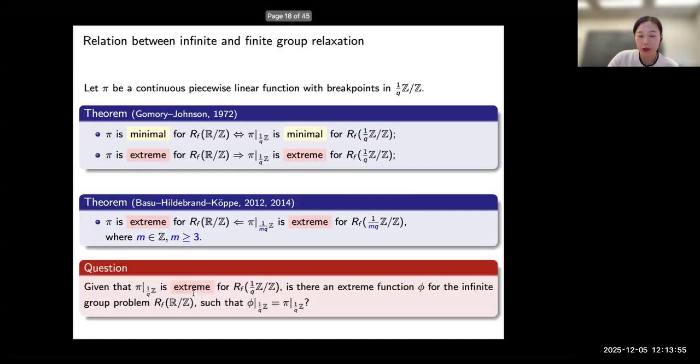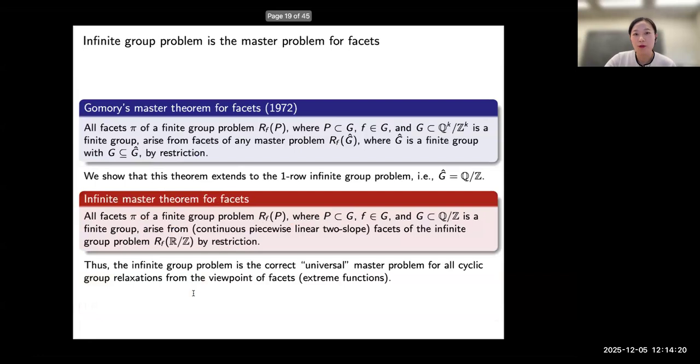So here's our question. We are mainly interested in answering, given an extreme function for the finite group problem of cyclic group order Q, is there always an extreme function for the infinite group problem, a piecewise linear function phi, so that restricting it to the grid points will give the finite function? Before answering it, let me give a few words on why we are interested in it.